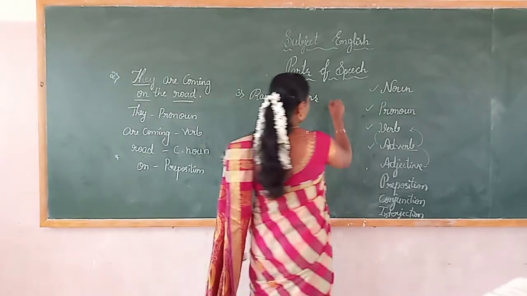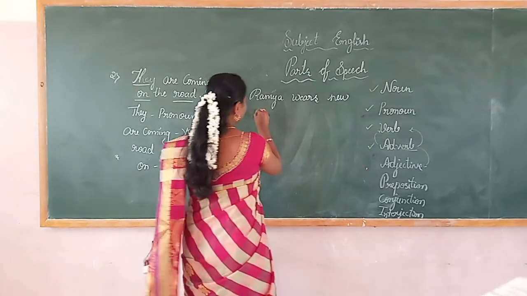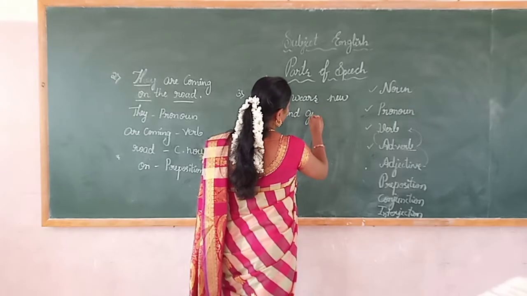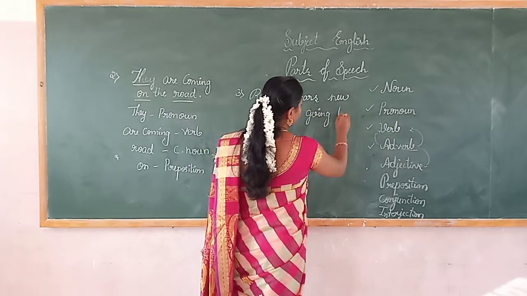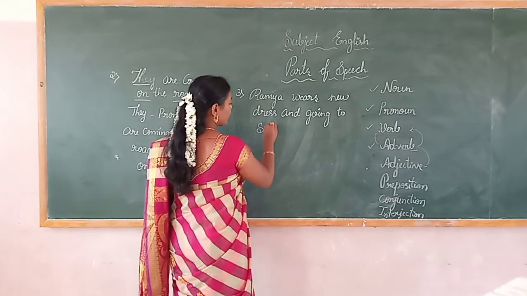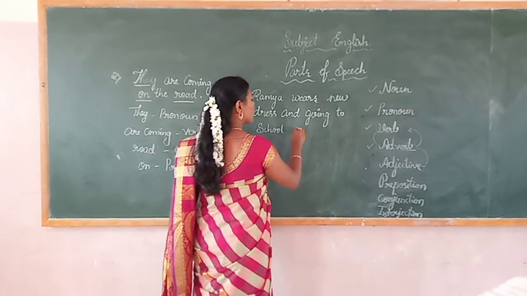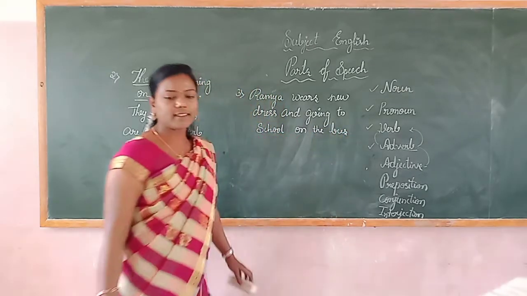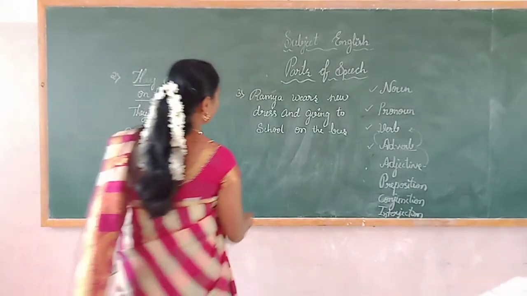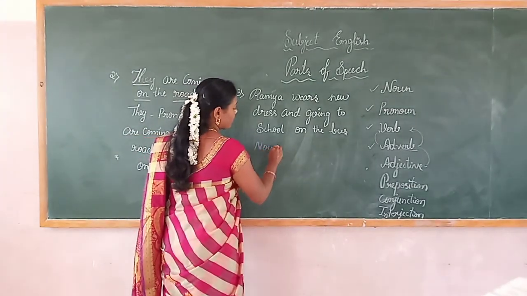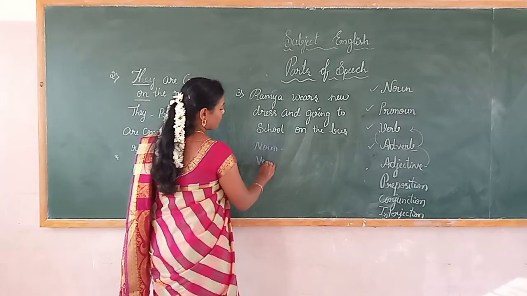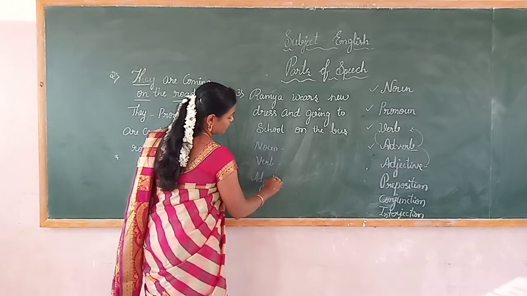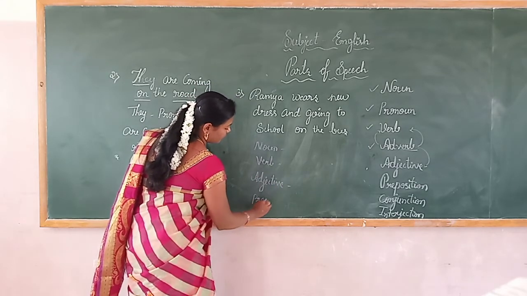Ramya wears a new dress and going to school on the bus. Okay, dear student. Here in the sentence, which is noun? You identify the noun first. Next one, verb and adjective. Preposition.